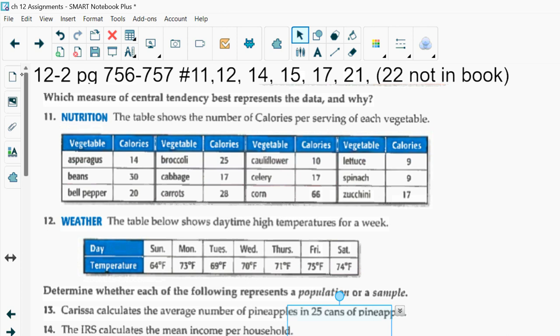So again, as you're looking at the first ones, if there are outliers, like numbers that are really far away, then that's where mean is not a good choice. If there's no outliers, mean is a good choice.